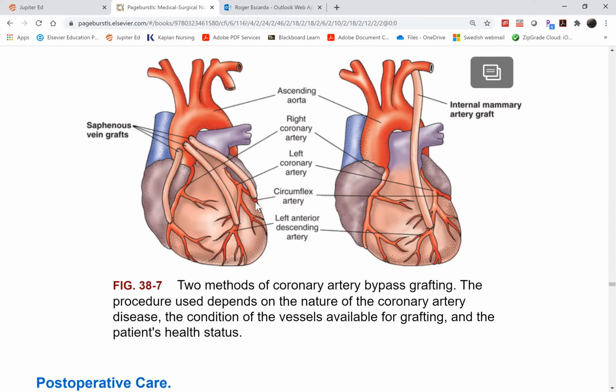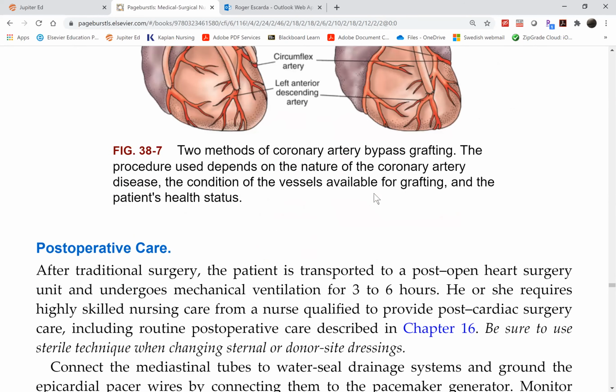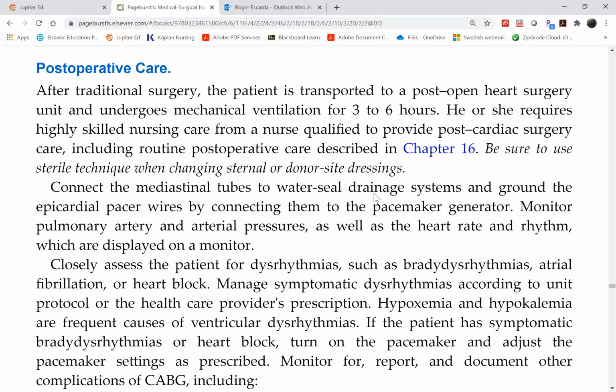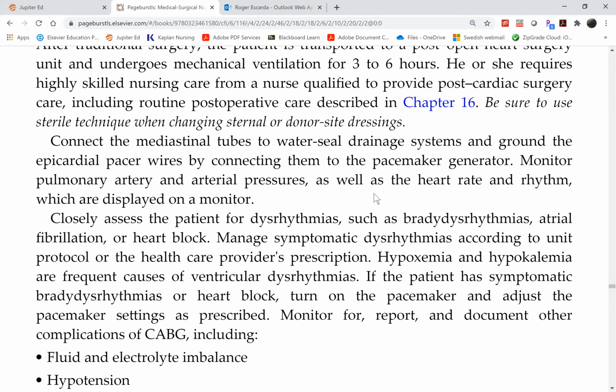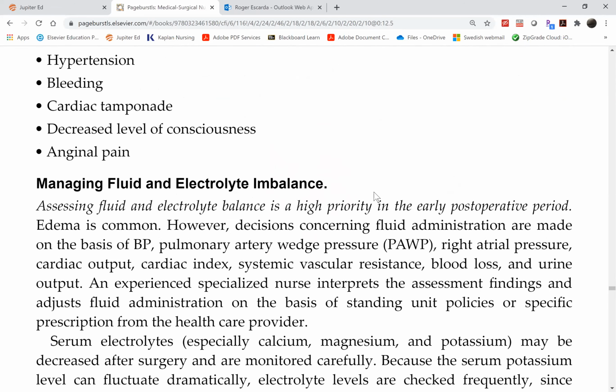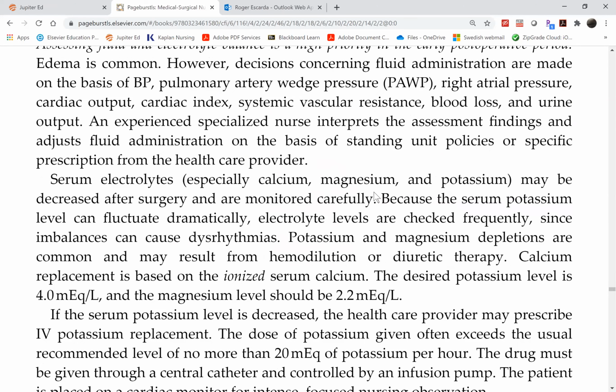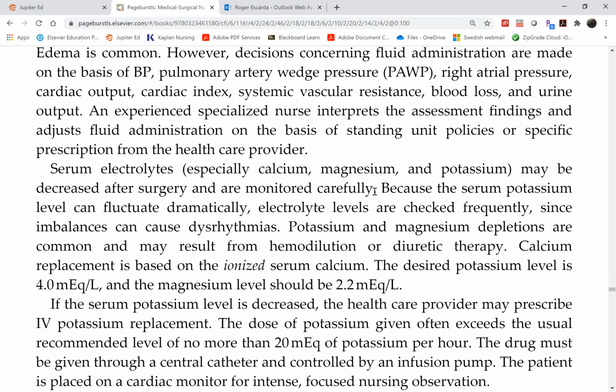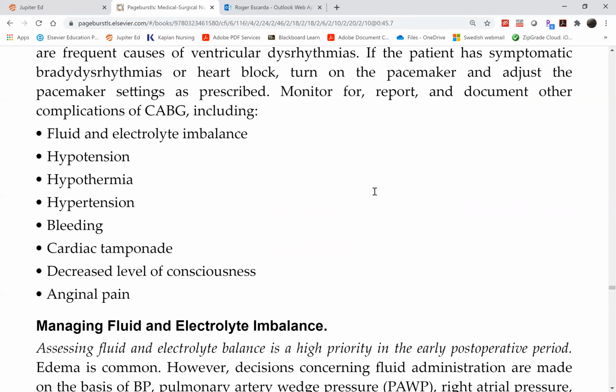Okay, it's easier. Whereas this one, you'll have several incisions because these veins here came from the leg. So you have to attach it here, attach it here. So it's a lot more work. No questions here.